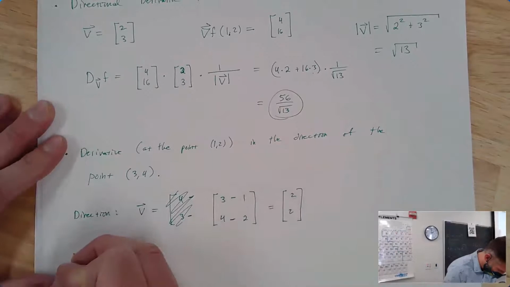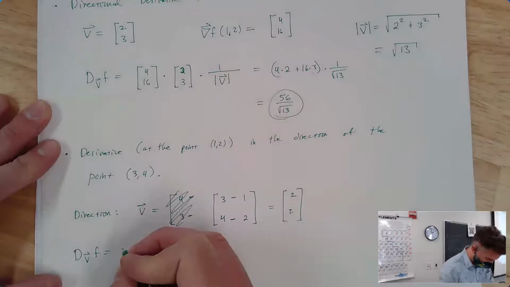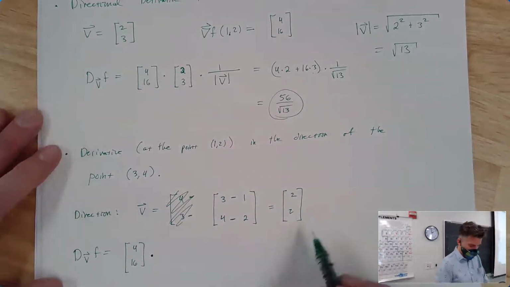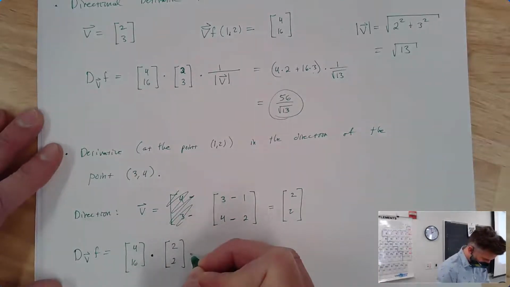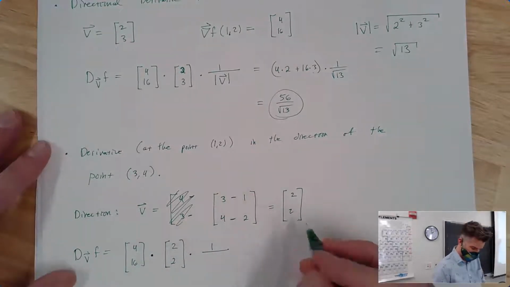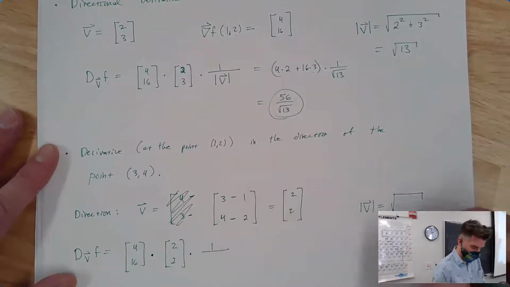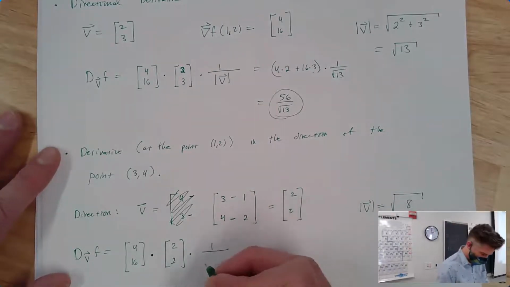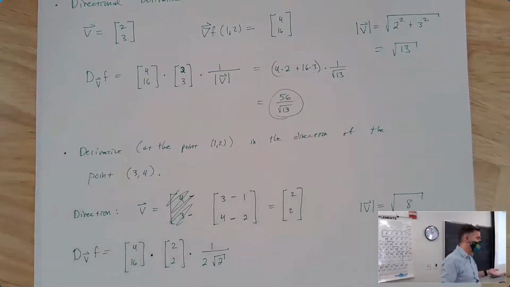So I want to find my directional derivative here. It's again going to be my gradient dotted with my direction vector divided by its magnitude. What's the magnitude of this vector? Square root of 8, or if you prefer, 2 root 2. I do kind of prefer that, because we should try to simplify things if we can.